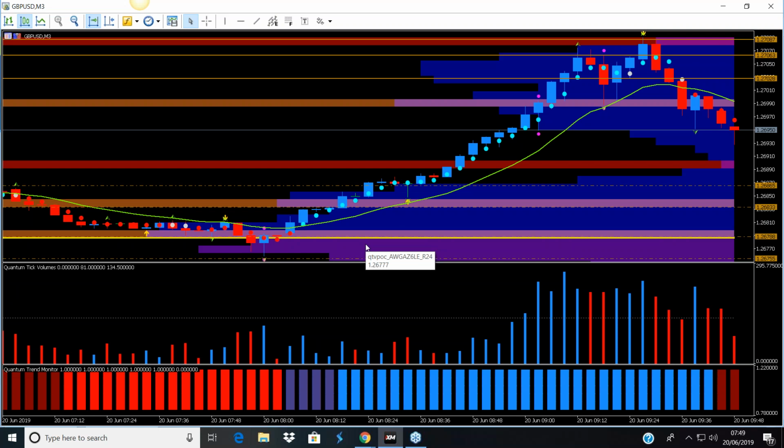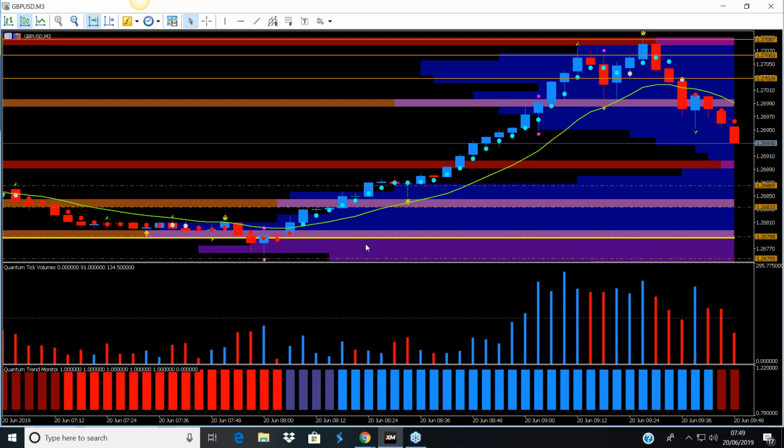When we developed these indicators, one of the reasons we developed them is we wanted to capture on the chart as accurately as possible the different phases of price action that we see on the chart. And one of the most important phases of price action on the chart is congestion.